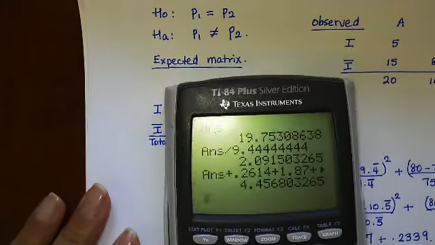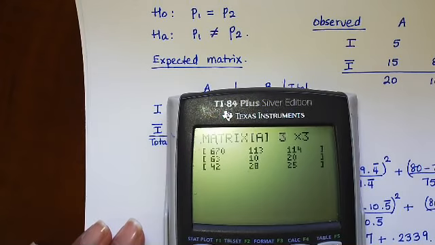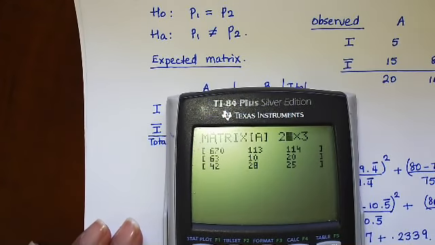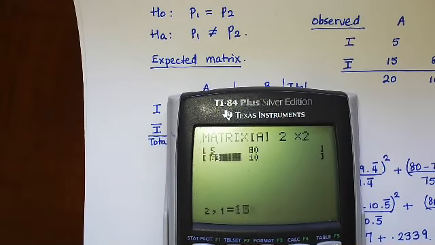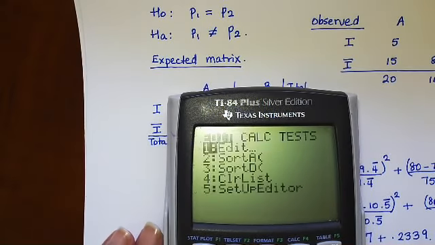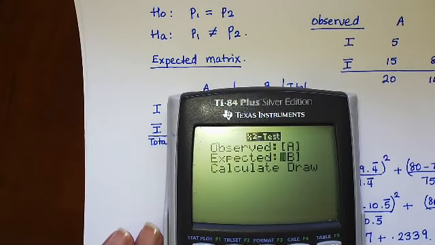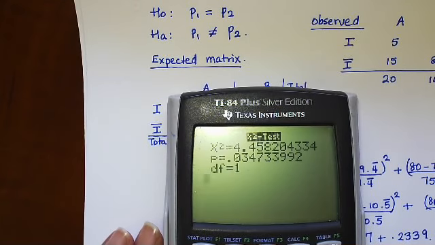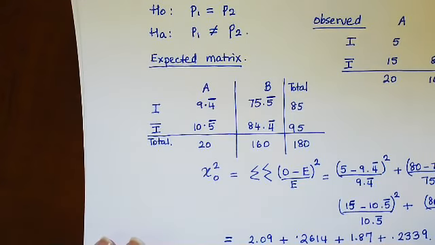And of course I would like to check my work on the calculator. So let me go to second, matrix, edit, A. So this matrix is a 2 by 2. Let's fill in the observed matrix. So that would be 5, 80, 15, 80. Stat, test, chi-square test. Observed A, expected B, just hit enter both times and then calculate. So this gives me a chi-square test statistic of 4.458 and I got 4.457. So I'm satisfied.